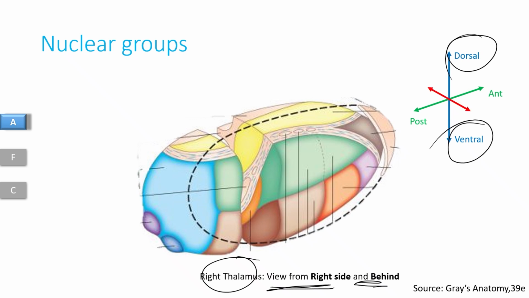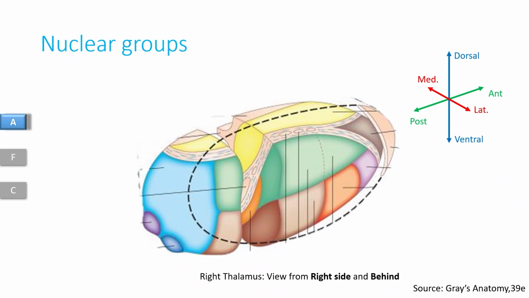And here are the medial and lateral ends. Okay, these are the medial and lateral sides. So that is how this diagram is oriented. It is actually a view from the right side. The right thalamus is viewed from the right side and a little behind. That is how you are viewing this picture. It is a picture from Gray's Anatomy.